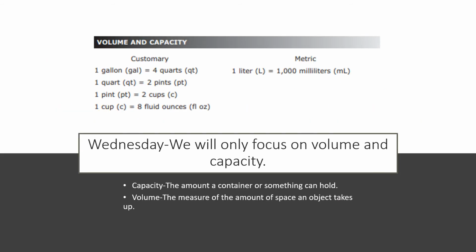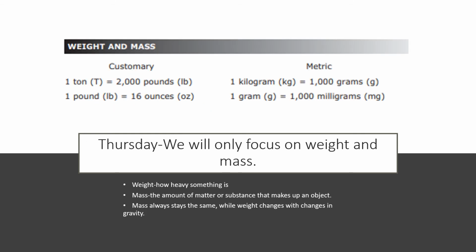On Wednesday, we're going to focus on volume and capacity. Capacity is the amount a container or something can hold, and volume is the measure of the amount of space that an object takes up. So you can also see that for volume and capacity, we have the customary units and the metric. You can see just by looking at the measurements listed below them that the metric looks a lot easier to work with. So Wednesday, this is what we'll focus on, and then on Thursday, we will only focus on weight and mass.